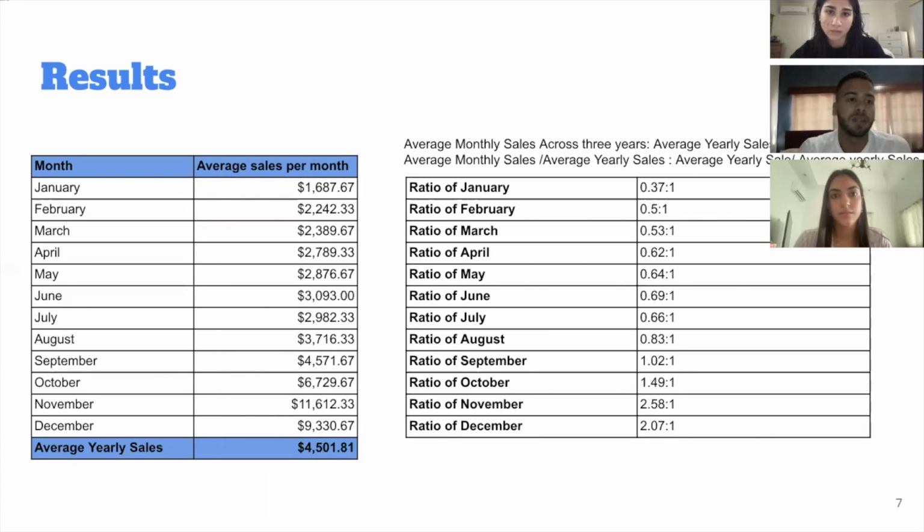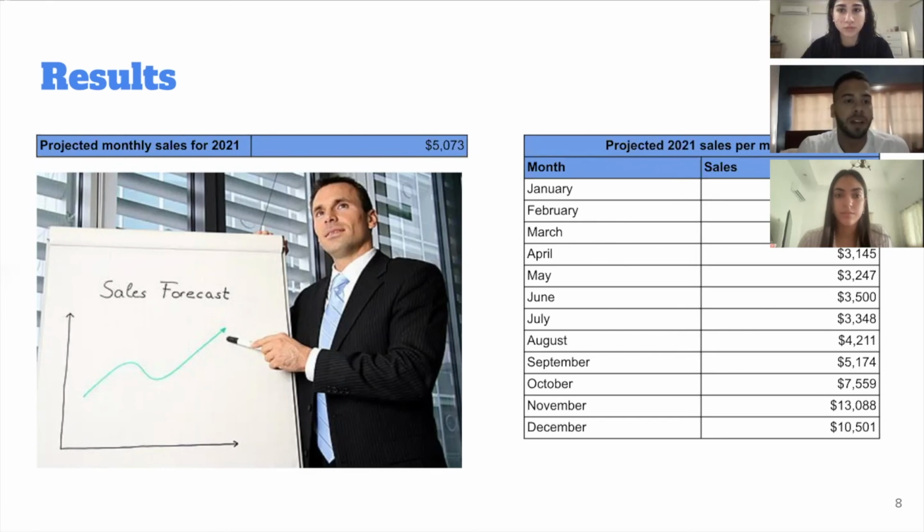So this was calculated by using the January from 2018, 2019, and 2020. We summed these, and then we divided by 3, and we got the following results. And then we calculated the ratio by dividing everything by the average yearly sales, which was 4,501.81. So we got the ratio of each. So using the following, we got the projected monthly sales for 2021, which was $5,073. And using the ratio we got in the previous slide, we got the projected sales per month for 2021.